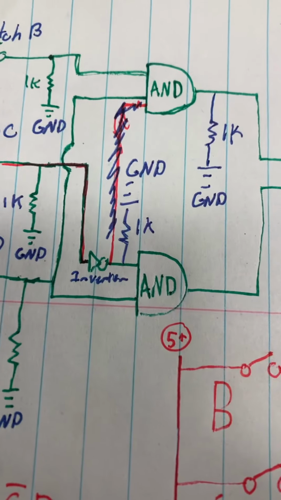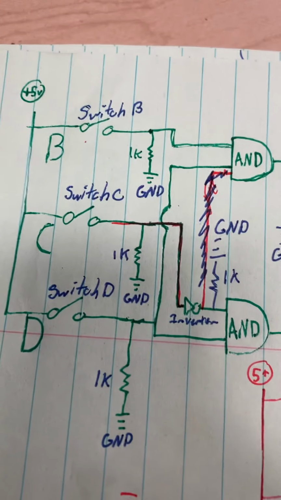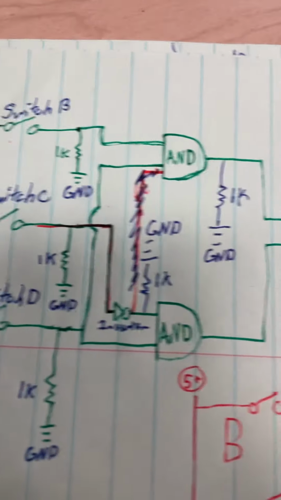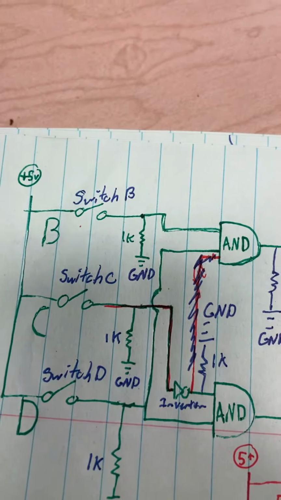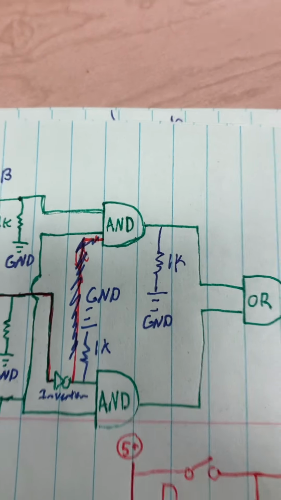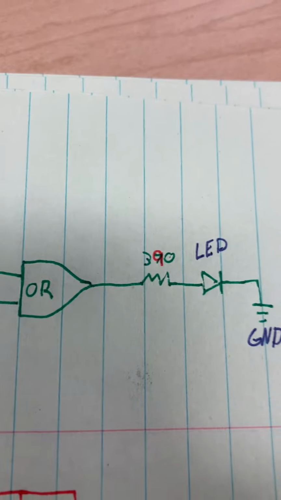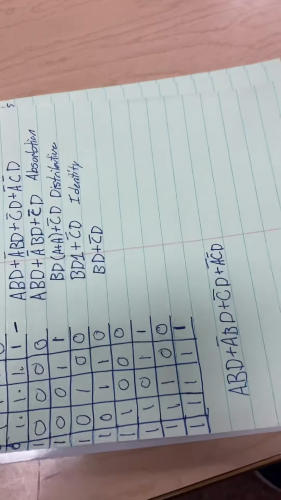You have a pull down resistor going into the AND for the C circuit, and then you have a pull down resistor for the output coming off of B and D as well. Going into the OR, coming across the 390 resistor, that should turn on the LED given the inputs are true. So we can go back to this truth table here.